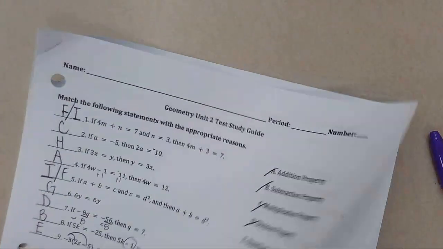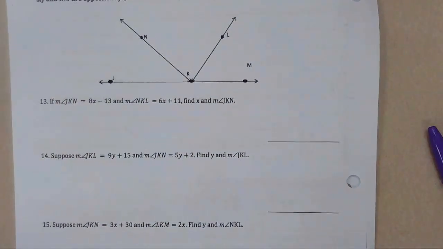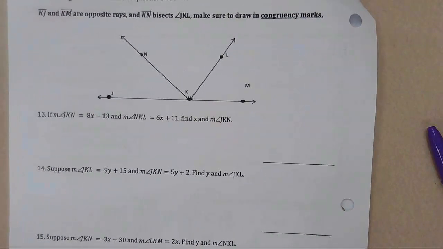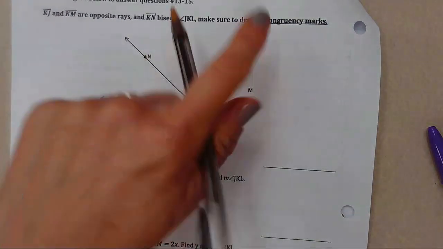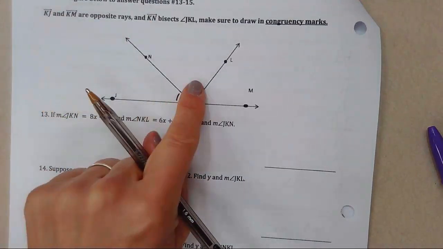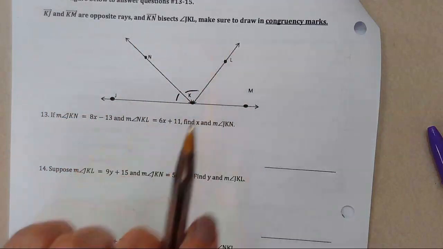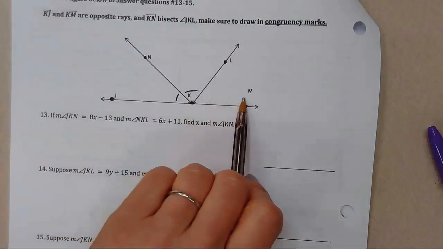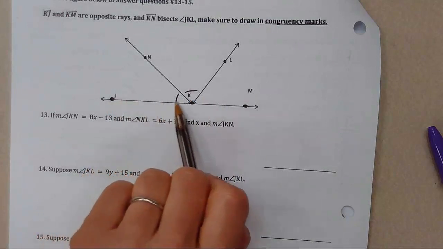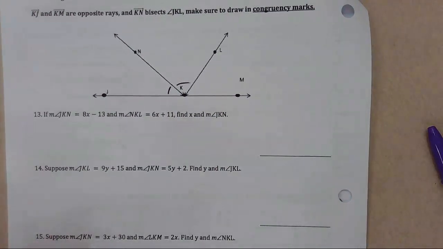Moving right along here. We had this exact question on our last study guide unit, but it was really confusing, so I went ahead and put it back in. These two angles are congruent because KN bisects this angle JKL. These are opposite rays, which means this is 180 degrees, a straight line.